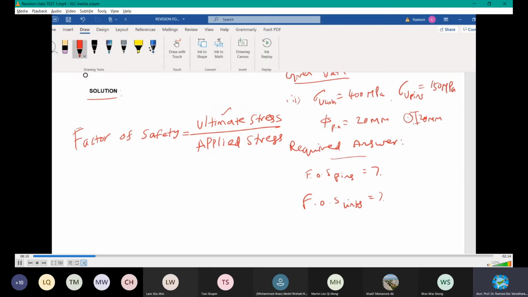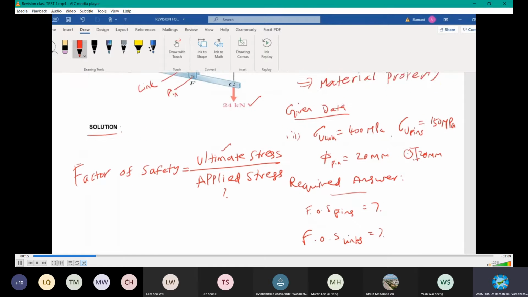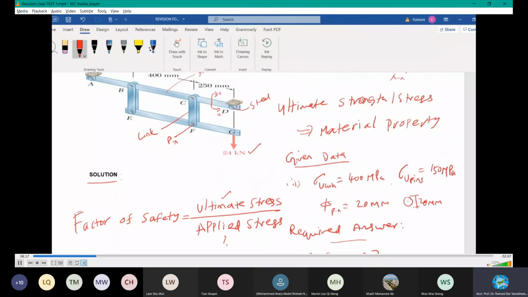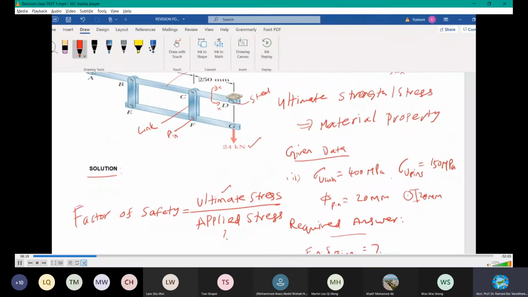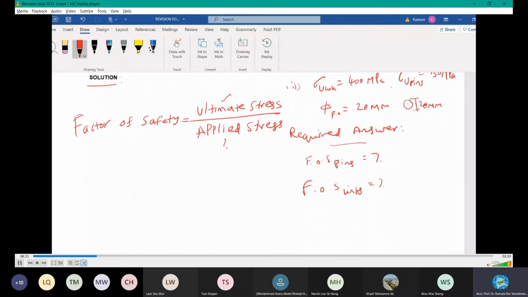So you are given with this answer. You don't know this, right? What is the stress acting on this member? Because you are only given load. Stress needs to be calculated. Stress is load per unit area. So take the point of interest, calculate the stress, so that you can calculate the factor of safety, right? You don't know this, but this can be found by the given data, right?